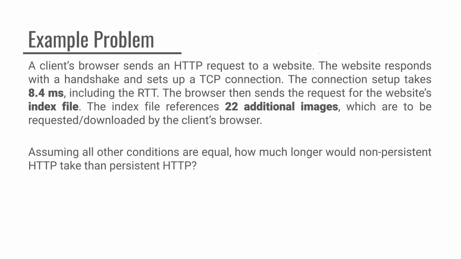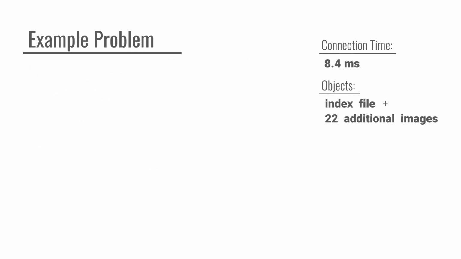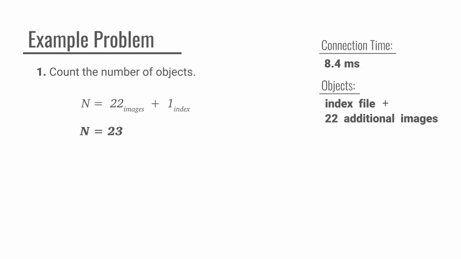One way to do this is to look at the number of round trips in each scenario and then calculate the time difference between the two scenarios. The first step is to count the number of objects that we're requesting. This will equal n. There are 22 images, and there's also the initial index file that references those images. In total, there are 23 objects that we need to fetch.